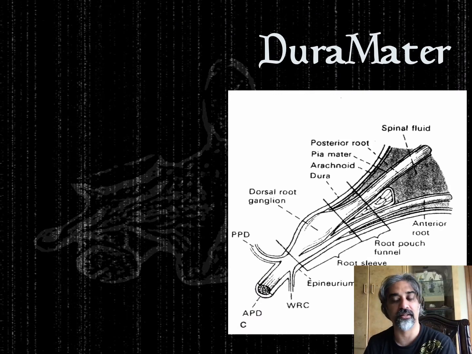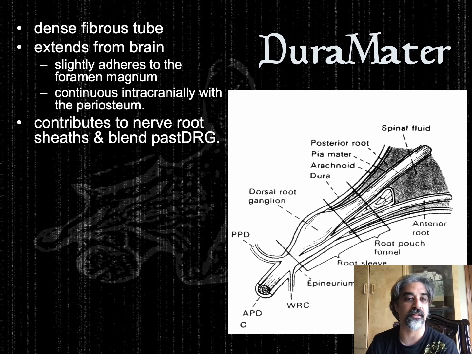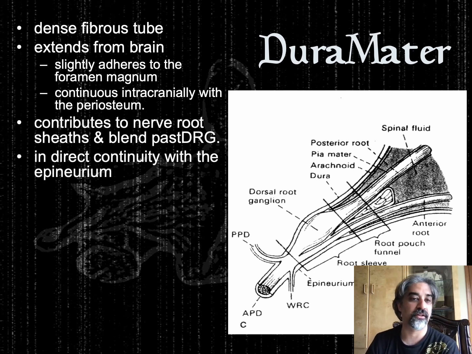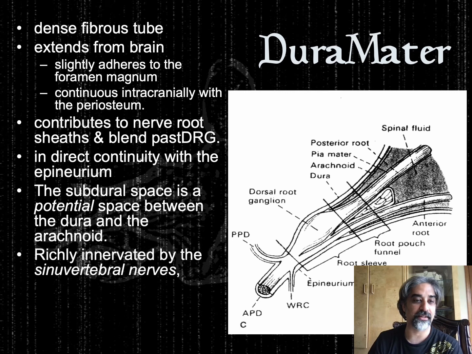The dura mater is the dense fibrous tube that extends from the brain down into the spinal cord. It contributes to the nerve root sheaths, and then past the dorsal root ganglion, it has direct continuity with the epineurium. The subdural space is a potential space between the dura and the arachnoid.